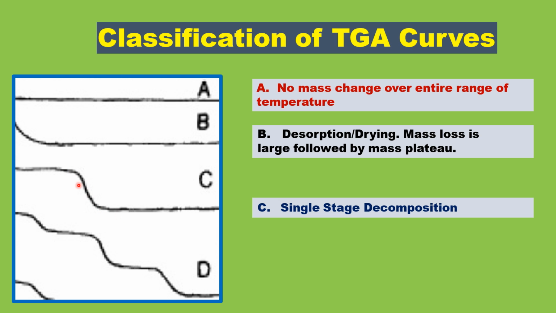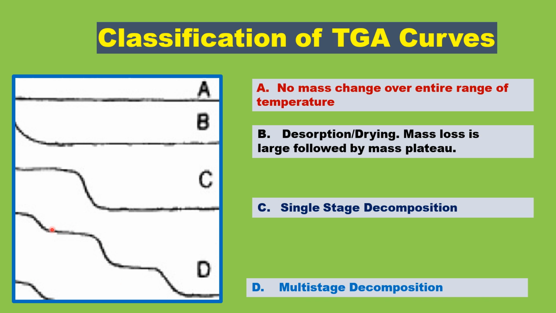As a result of the chemical reaction, there is a drastic change in the mass of the sample. See, mass. There is a decrease in mass. Mass is here. There is a decrease in mass. Single stage decomposition.